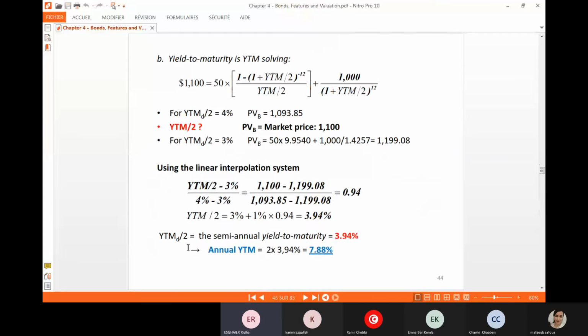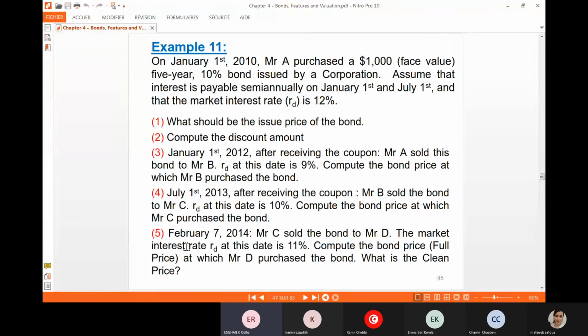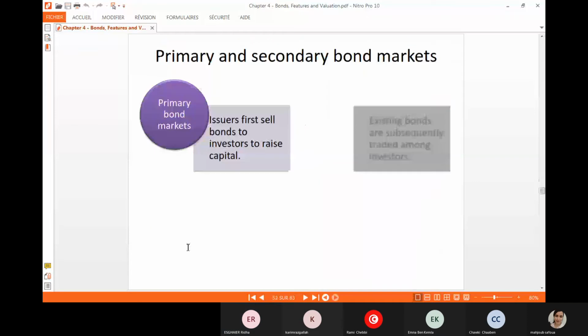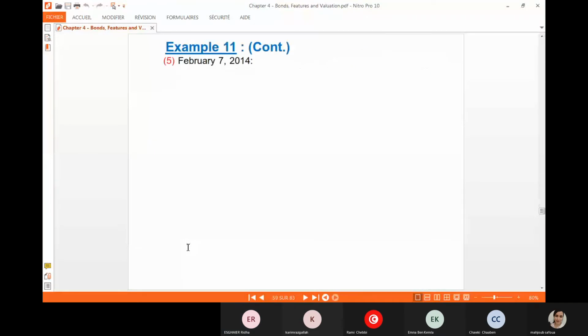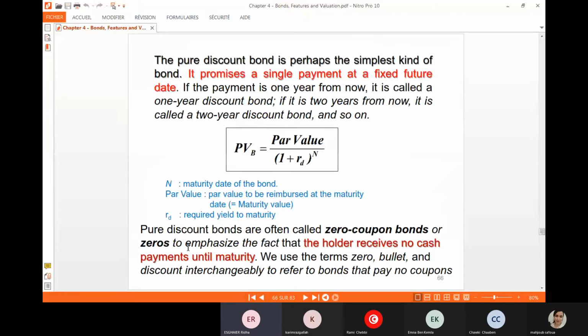Let's take an example of these zero coupon bonds. Here, this pure discount bond will pay to the holder a single amount at the maturity date. Okay. Of course, read what is written here. How we call it a bullet or a zero, etc.